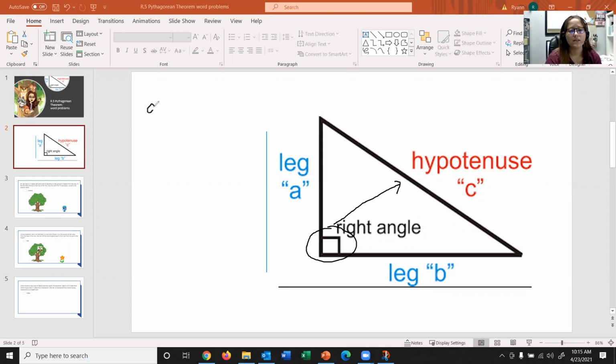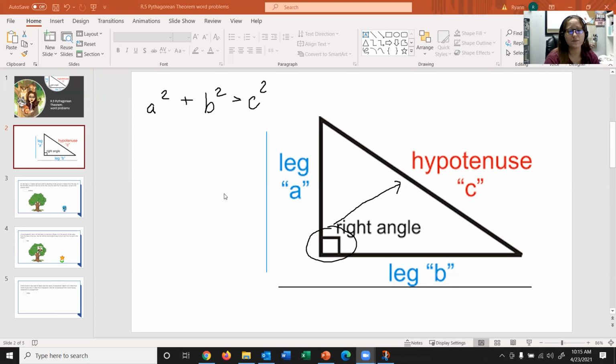And the formula says that side A squared, plus side B squared, is always going to be equal to side C squared, okay? And that's how you can also check if it's a right triangle. Again, it only works with right triangles. So we're going to look at some examples using the Pythagorean theorem with word problems.